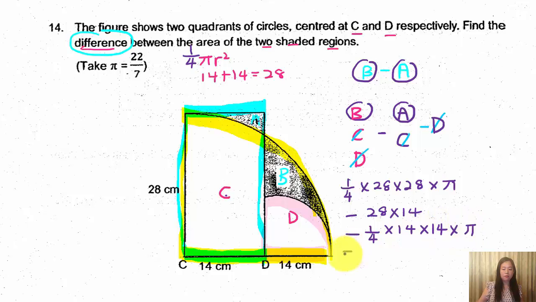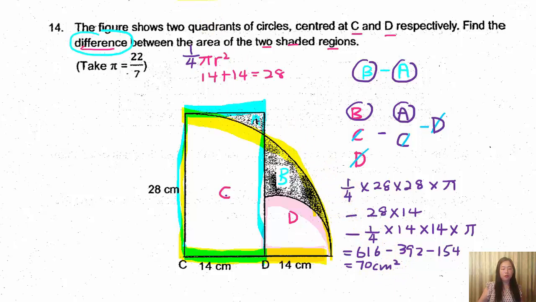The answer will become 616 minus 392 minus 154, and our answer will be 70 cm squared.